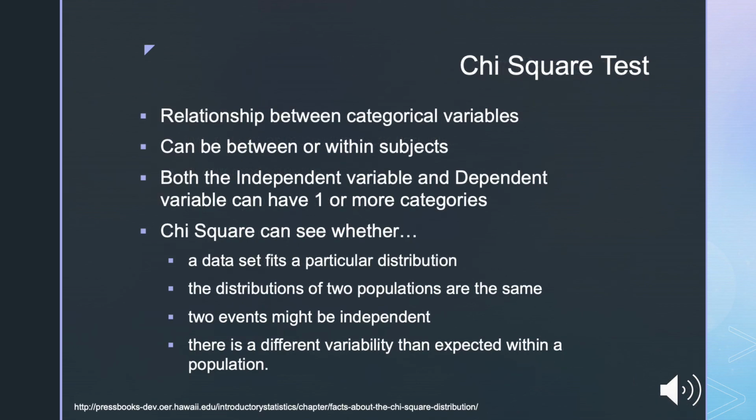Okay, so now we're going to talk about chi-square tests. So this looks at the relationship between categorical variables, and this can be between or within subjects, and both the independent variable and the dependent variable can have one or more categories. So chi-square can see whether a dataset fits a particular distribution, whether the distributions of 2 populations are the same, whether 2 events might be independent, and whether there is a different variability than expected within a population. So an example of a chi-square test would be if education level and marital status are related in the United States, because they're both categorical.